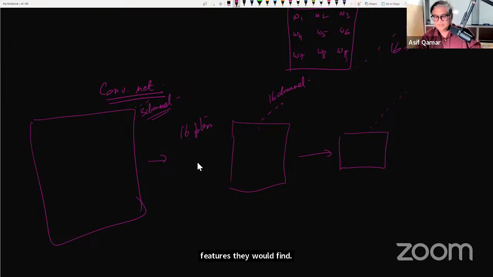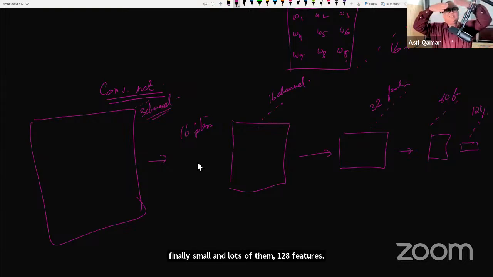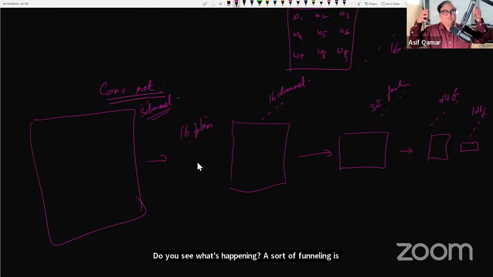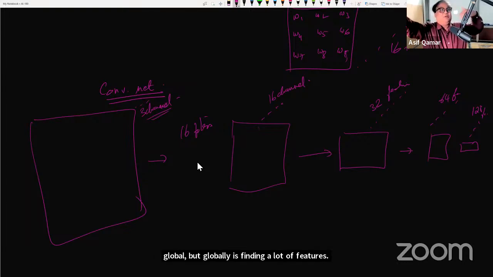And typically, they would go to, let me say, 32 features. And then it would be, let's say, 64 features. And then finally, even smaller, and finally small, and lots of them, 128 features. Do you see what's happening? A sort of funneling is taking place. Each layer is looking at a more global structure. Each subsequent layer is looking at a slightly more global structure, but globally it's finding a lot of features. It's finding a lot of things.